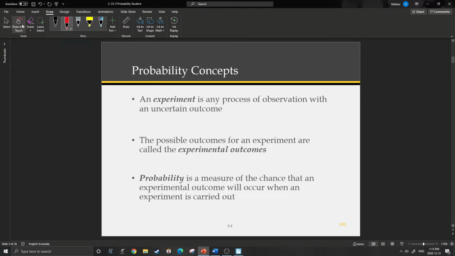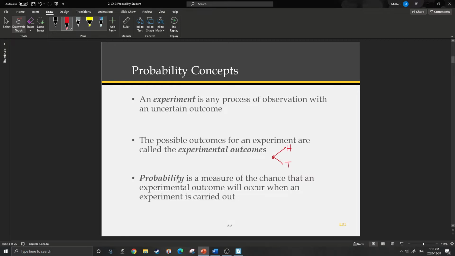What is probability? So, we're going to be using this word experiment quite a bit. An experiment is any process of observation with an uncertain outcome. The trope is flipping a coin, right? So I flip a coin one time and that's an experiment. We don't know if it's going to be heads or tails. The possible outcomes of an experiment are called the experimental outcomes. So in our example with heads or tails, I flip a coin and the experimental outcomes are either going to be heads or tails.